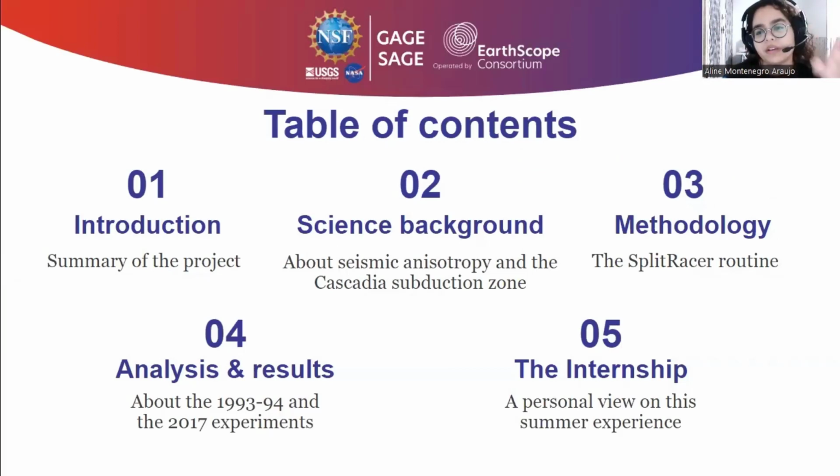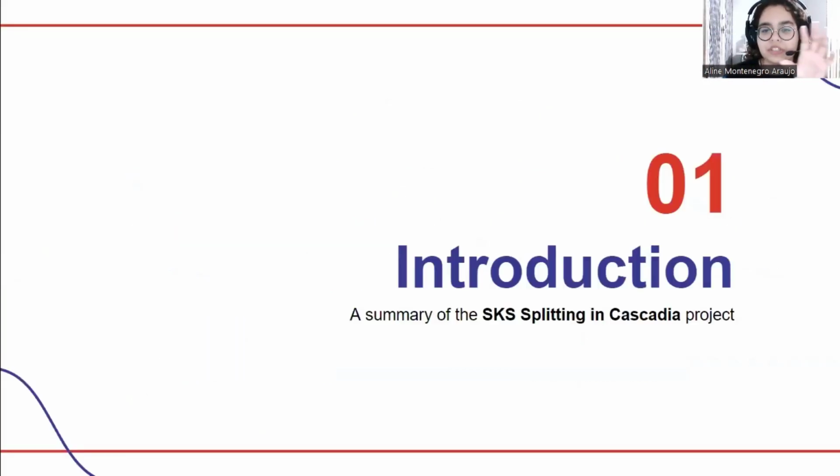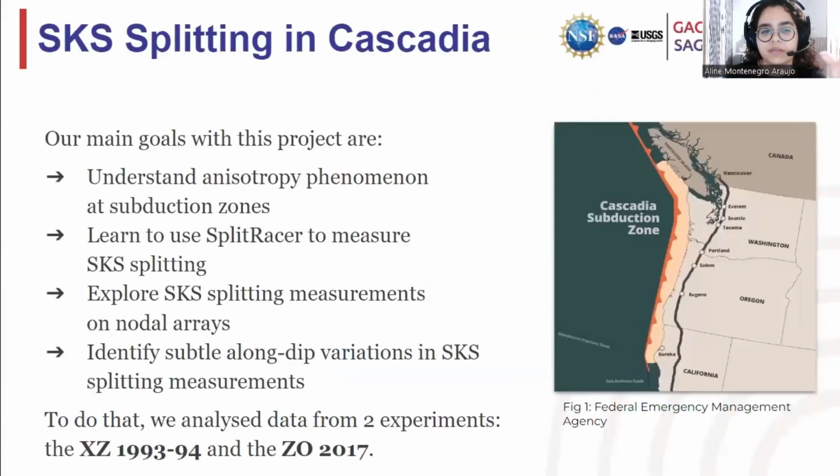So this is a little outline of what you should be expecting to see in this presentation. The first part of it: here are the main goals of this project, which are to better understand the anisotropy phenomenon happening at subduction zones, to learn how to use the SplitLab routine to measure SKS splitting, to explore SKS splitting measurements on nodal arrays, and also to identify subtle along-dip variations in SKS splitting measurements in subduction zones, in this case, the Cascadia subduction zone.